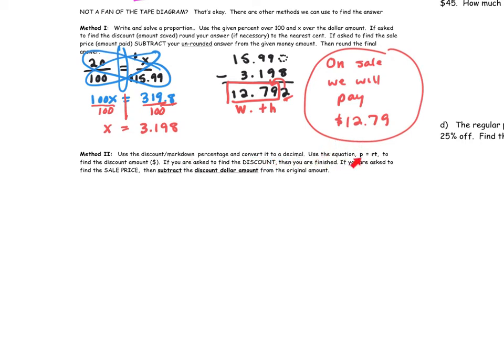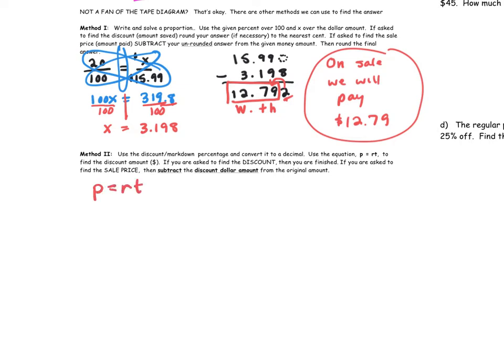We are going to use our equation, part equals rate times total, to find the discount amount. If you're asked to find the discount, then you're done. If you are asked to find the sales price, then you subtract the discounted dollar amount from the original. So this is very similar to what we did. Instead of finding the pay percent, though, we're taking the actual money amount off. So we're going to start with our part equals rate times total.